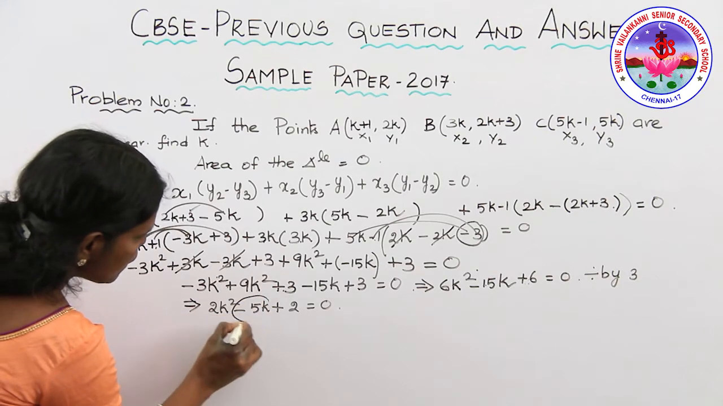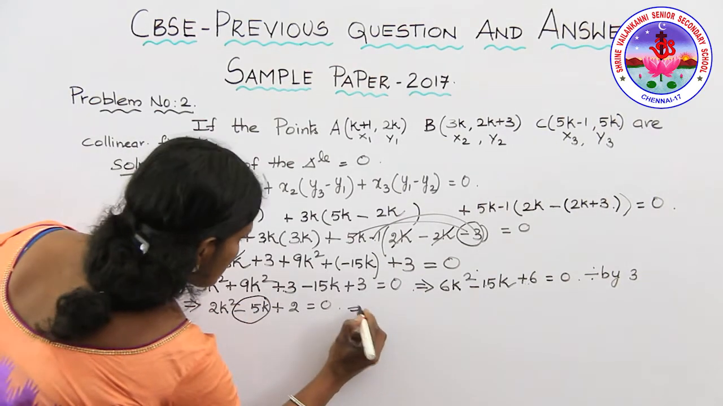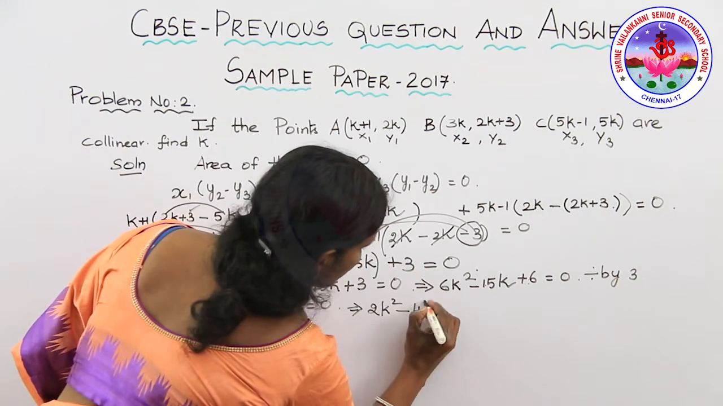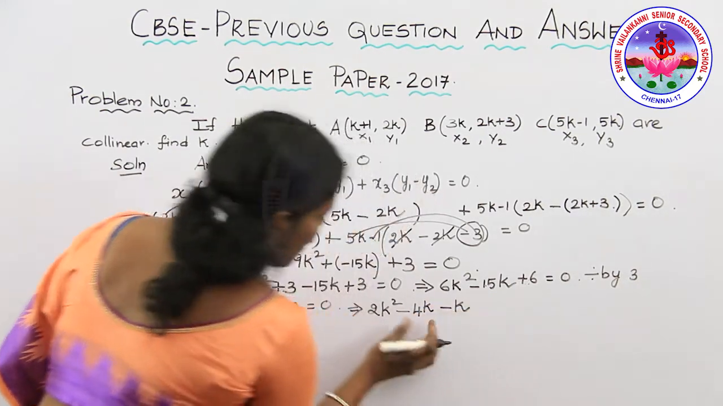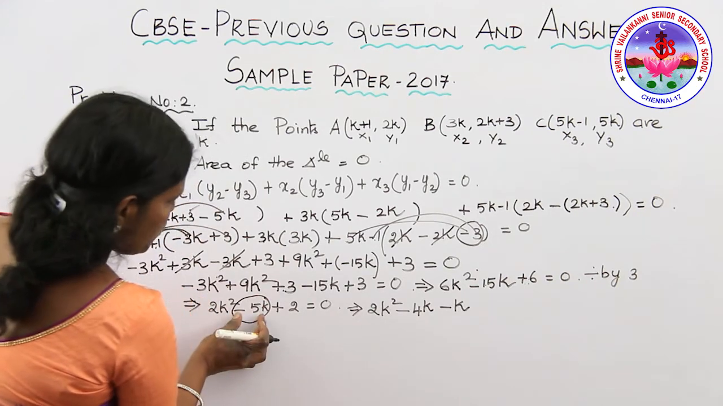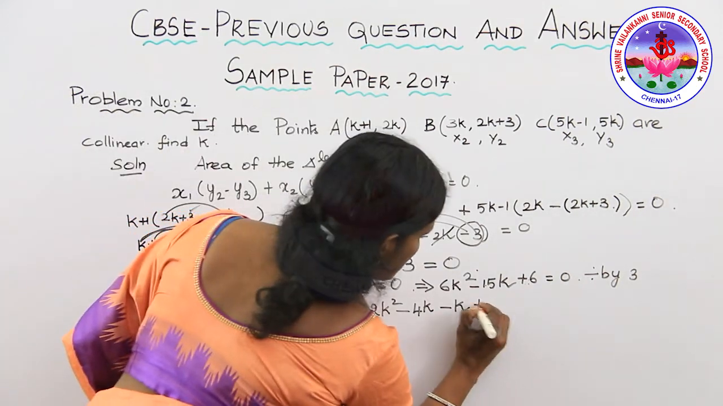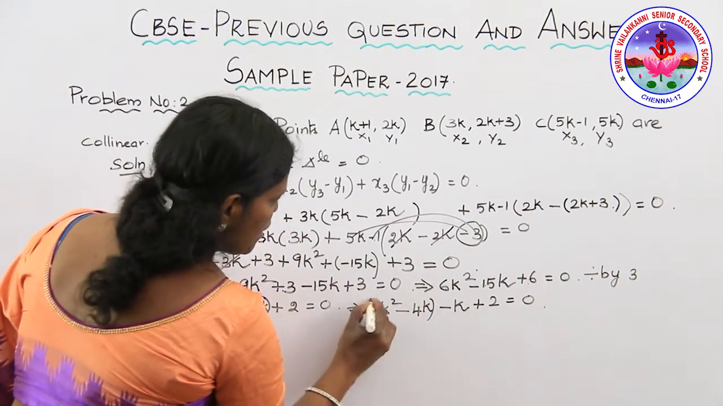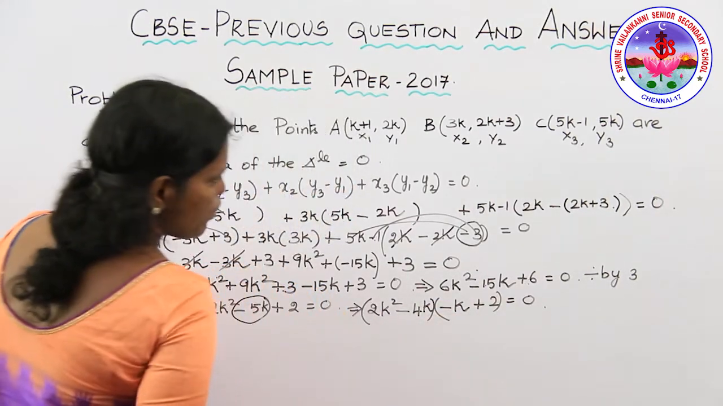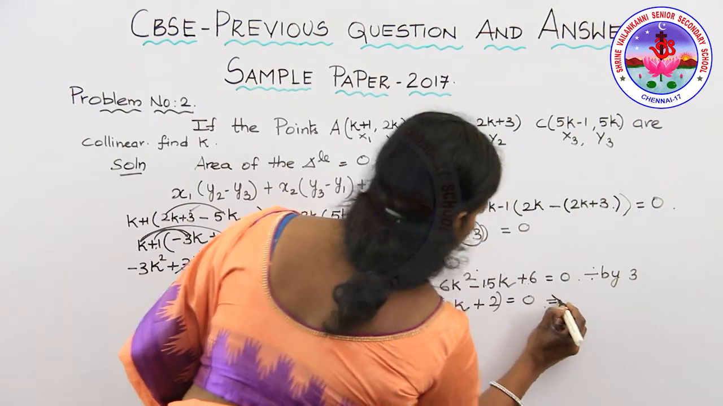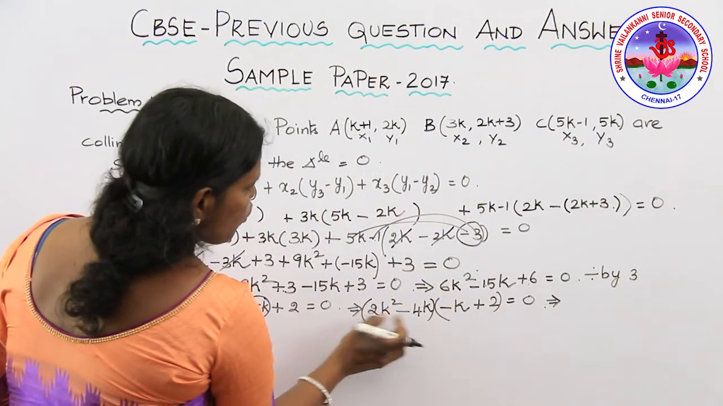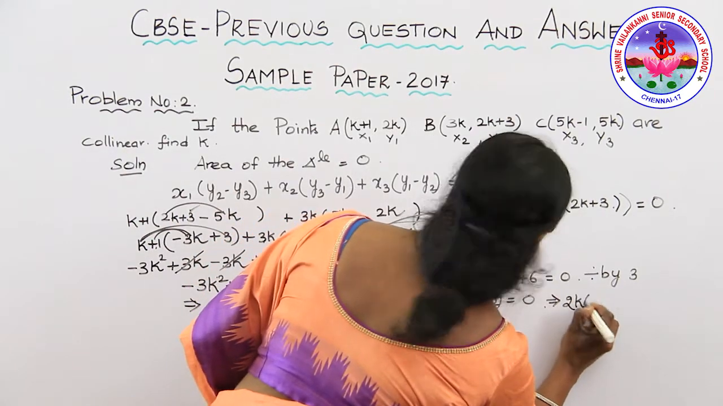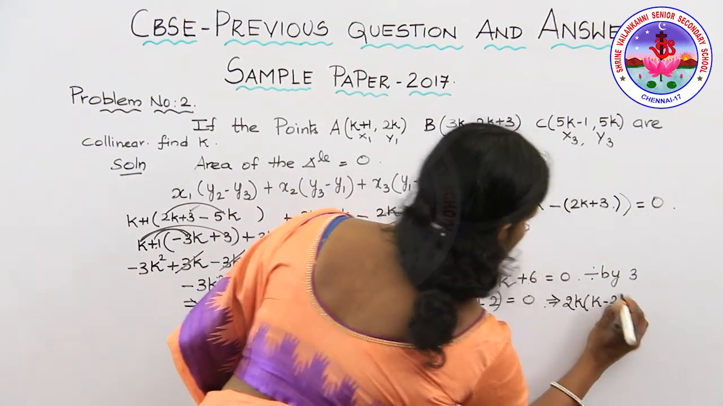So this middle term, I am just splitting it as 2k squared minus 4k minus k. Minus 4k minus k, I will be getting minus 5k plus 2 is equal to 0. Since I have 4 terms, grouping 2 terms together in order to find out the value of k. In the first bracket, I have the common multiple. So I am taking the common terms outside: 2k into k minus 2.